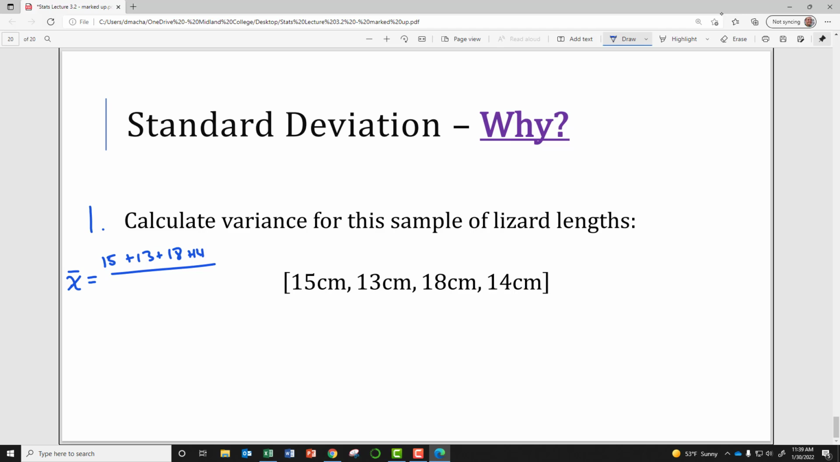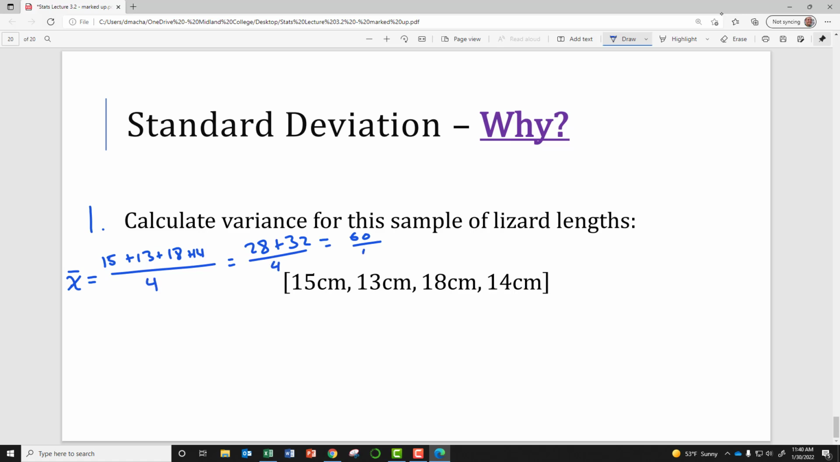And just trying to sum these up, 15 plus 13 will be 28. 18 plus 14 is going to be 32. Sorry, I don't know what I'm doing here. A little sleepy today. That'll be 28 plus 32, which is 60. And there's 4 measurements, so we divide by 4. And so this would be 15. It's our sample mean. So our sample mean is 15.